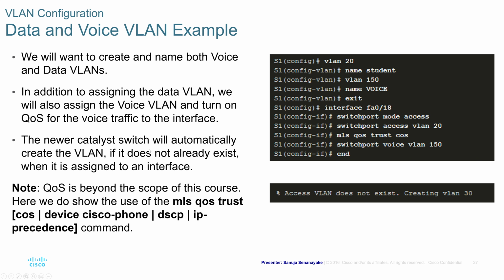So newer Catalyst switches will automatically create a VLAN if it does not already exist when it is assigned to an interface. But with the older ones, you have to make sure that you create those VLANs to be carried out. But please note, QoS is beyond the scope of this particular course.